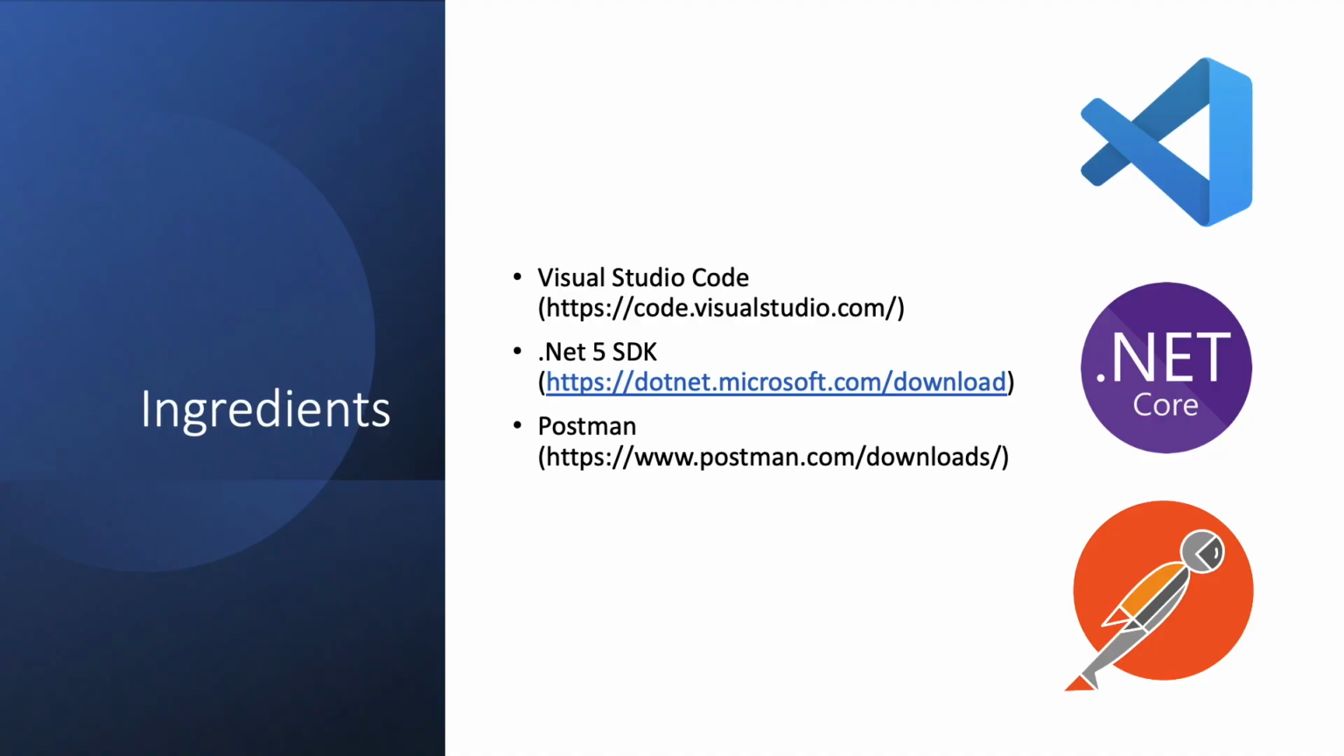So what are the ingredients that we're going to be needing in order for us to build our application? Basically, we're going to be needing three things. We're going to be needing our IDE, which is going to be Visual Studio Code. Second, we're going to be needing the .NET 5 SDK, as well as Postman in order for us to test our API. You can download all of these through the links on the screen, or you can find them in the description down below.